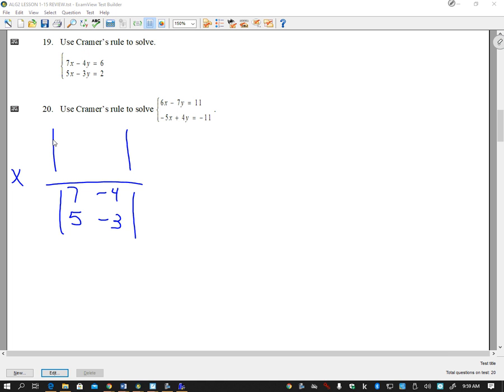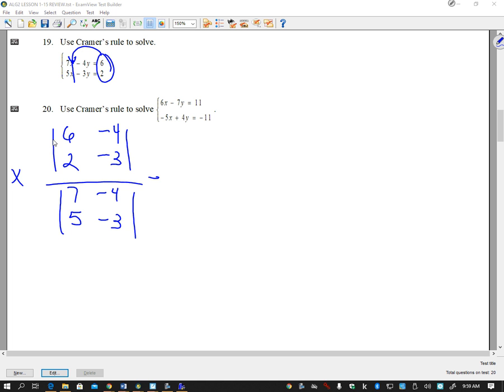Because we are solving for x, when it comes to the top determinant, I take my solutions and I substitute them in for those x values. So instead of using 7 and 5, I'm going to use 6 and 2. But I'm going to continue to use negative 4, negative 3 for the y values. So when you're solving for x, you sub in for x. Do we understand that part of it?